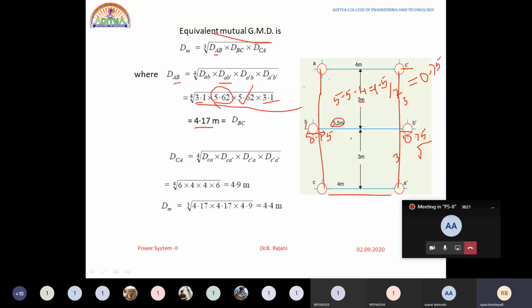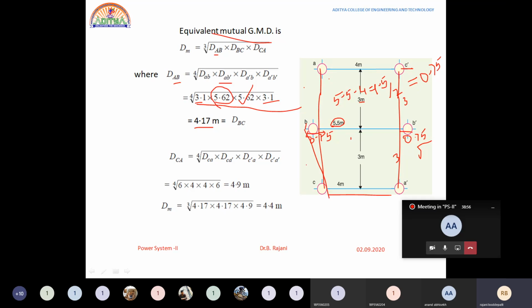In the same way you need to find the distance from DAB, BC also. If you find DBC, what is B to C? This is the distance from B to C. B is over here, which is at a part of 0.75 from this part. So B to C again we have 3.1. This is 3 square plus 0.75 whole square, which gives you 3.1. In a similar way, we have B to C dash.